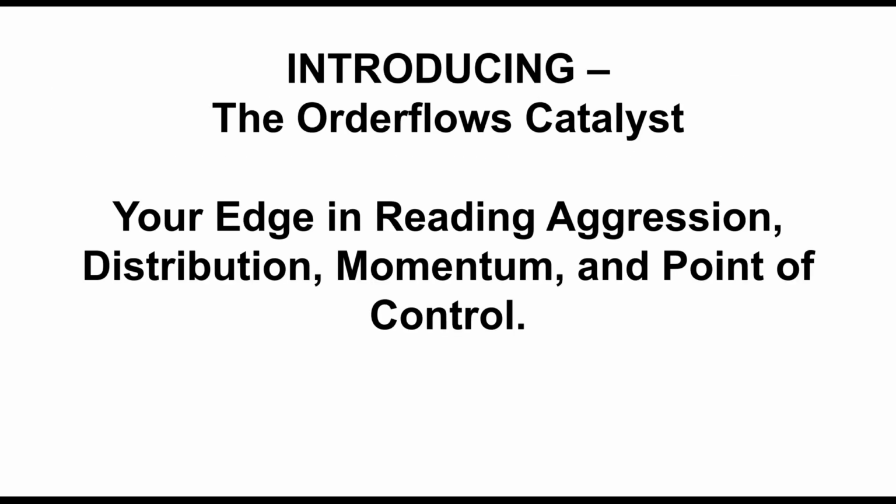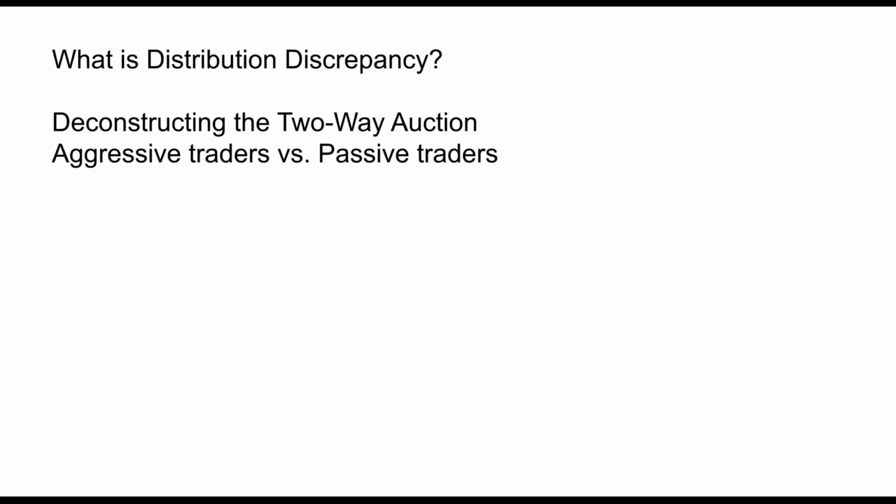So, introducing the order flow catalyst, right? This is going to be your edge in reading aggression, distribution, momentum, and point of control. Now, what is distribution discrepancy? Well, markets trade in a two-way auction, right? And basically you have to deconstruct that. It's aggressive traders against passive traders, right? Aggressive traders buy or sell to passive traders.